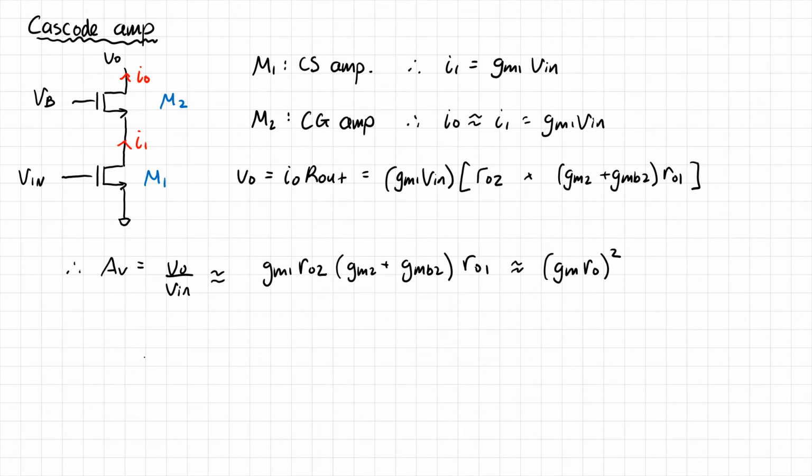All right, so this is a major benefit. A normal common source amplifier offers an intrinsic gain of gmro, and a cascode amplifier offers gmro squared. All right, so cascodes offer higher intrinsic gain.